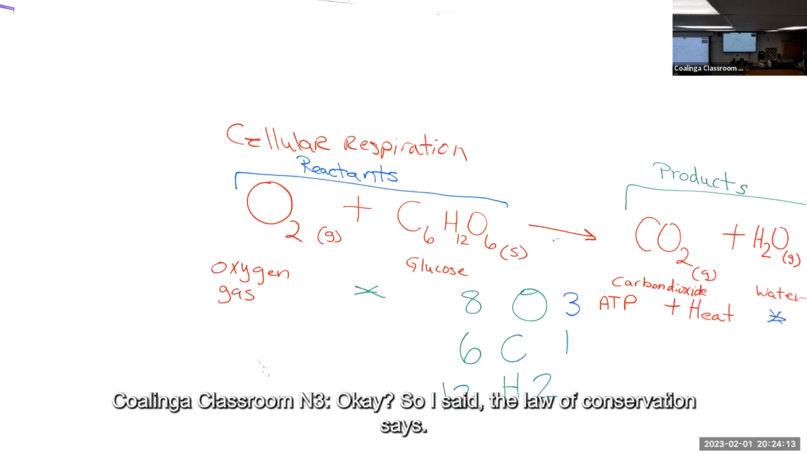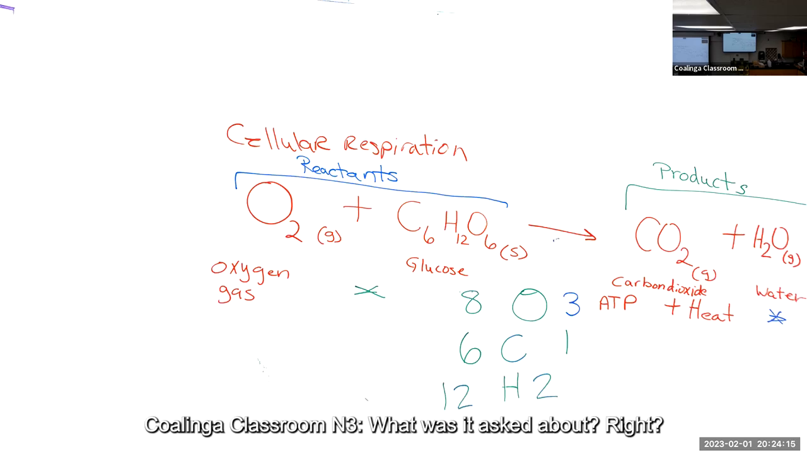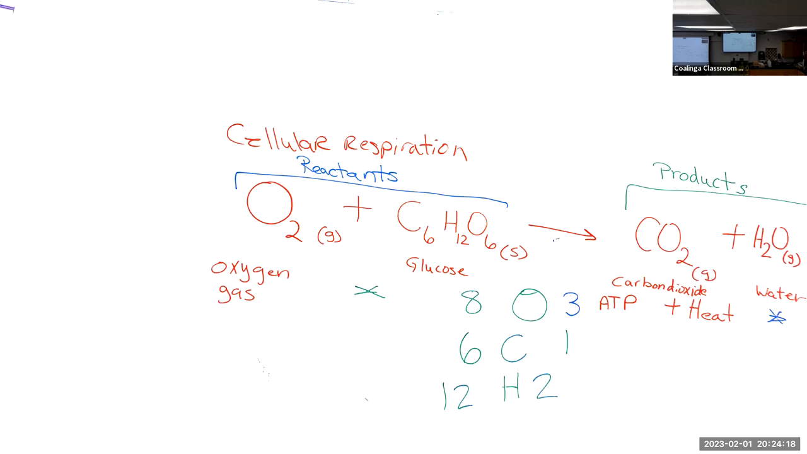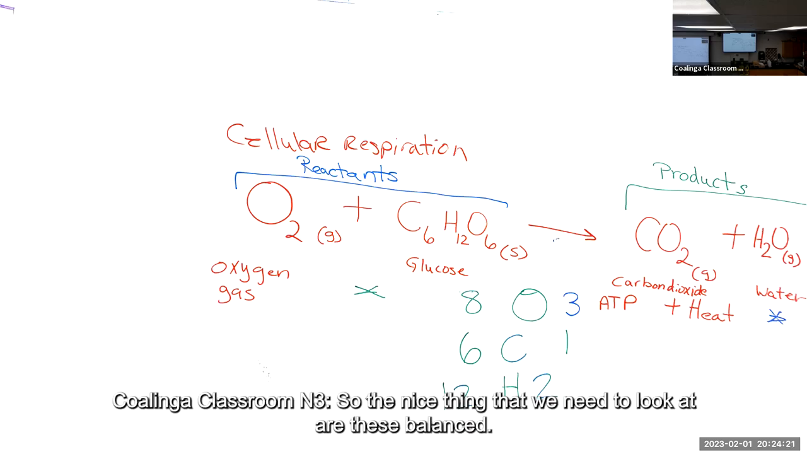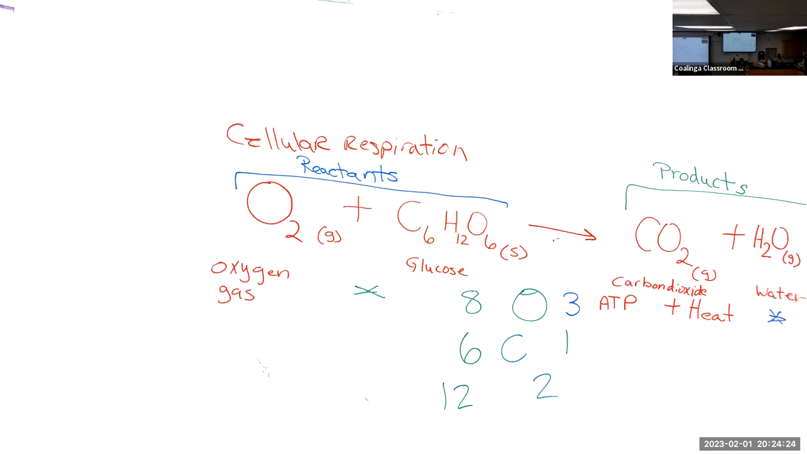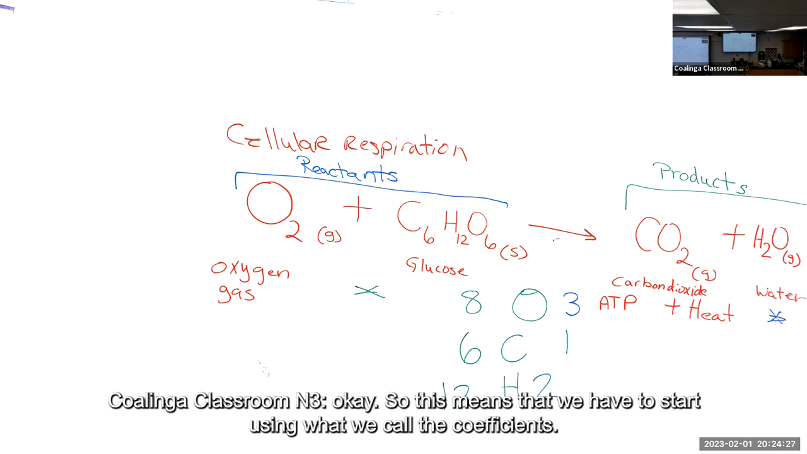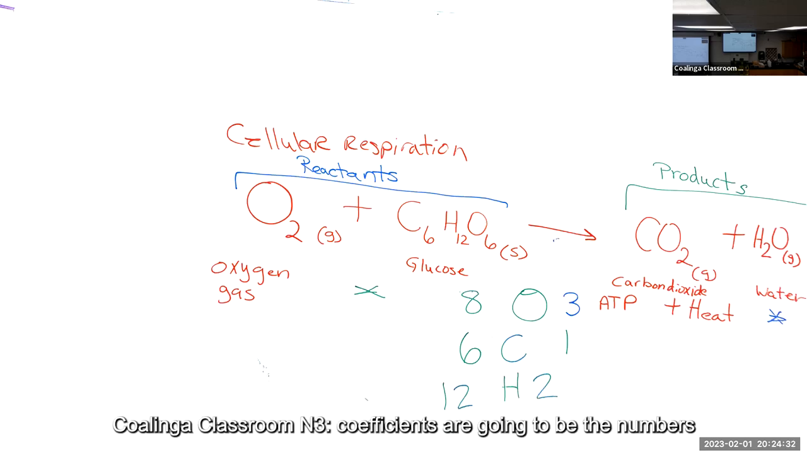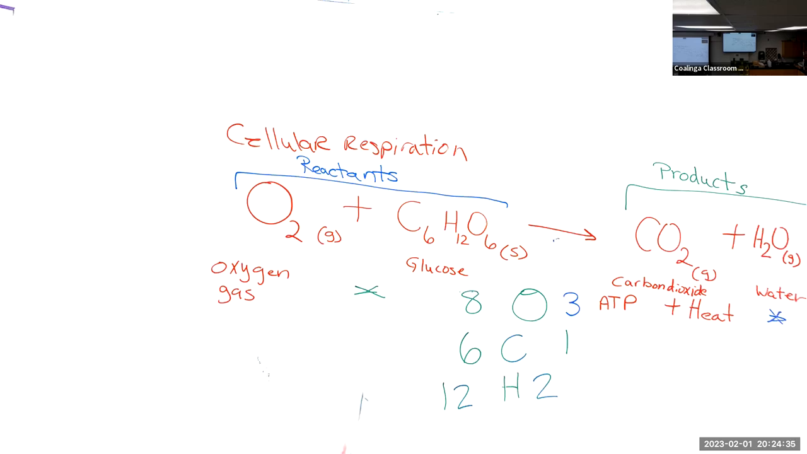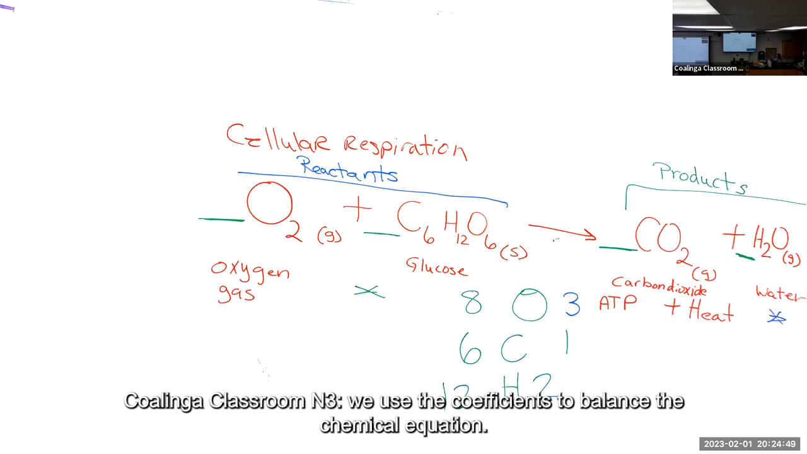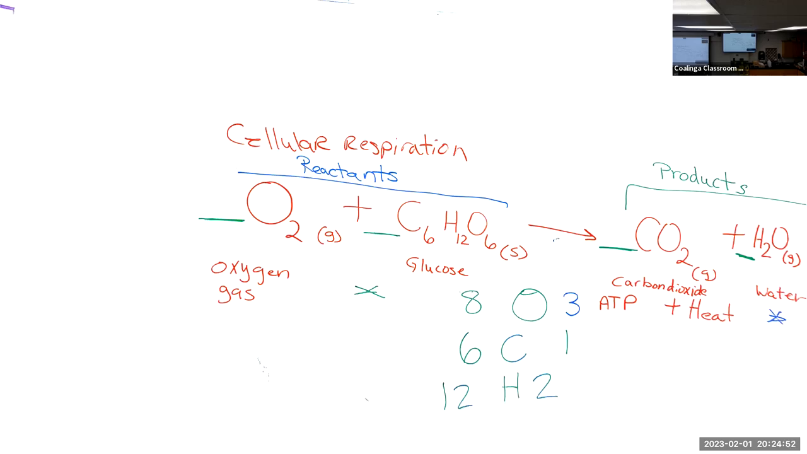Okay, so I said the law of conservation says what goes in has to come out, right? So the next thing that we need to look at are these balances. Did what went in come out? No. So this means that we have to start using what we call coefficients. Coefficients are the numbers that we put in front of our compounds. We use the coefficients to balance the chemical equation.